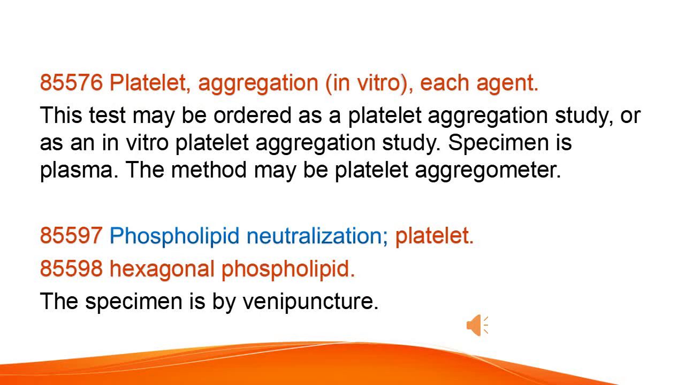Platelet aggregation, in vitro, each agent. This test may be ordered as a platelet aggregation study, or as an in vitro platelet aggregation study. Specimen is plasma. The method may be platelet aggregometer. Phospholipid neutralization, platelet. Hexagonal phospholipid. The specimen is by venipuncture.